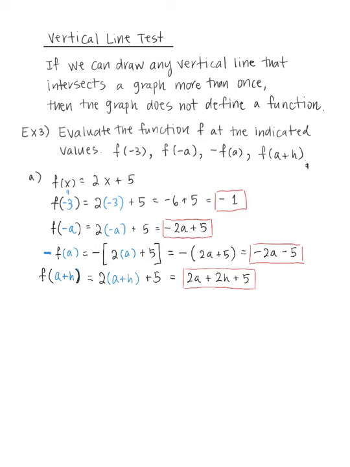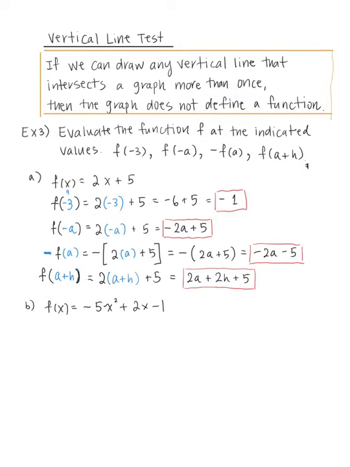All right, so now let's do another one. F of x equals negative 5x squared plus 2x minus 1. Okay, be confident, we got this. Let's first go with f of negative 3. Before I begin, let me just color the x's, because these are the places we're going to be replacing with the numerical value or variable.